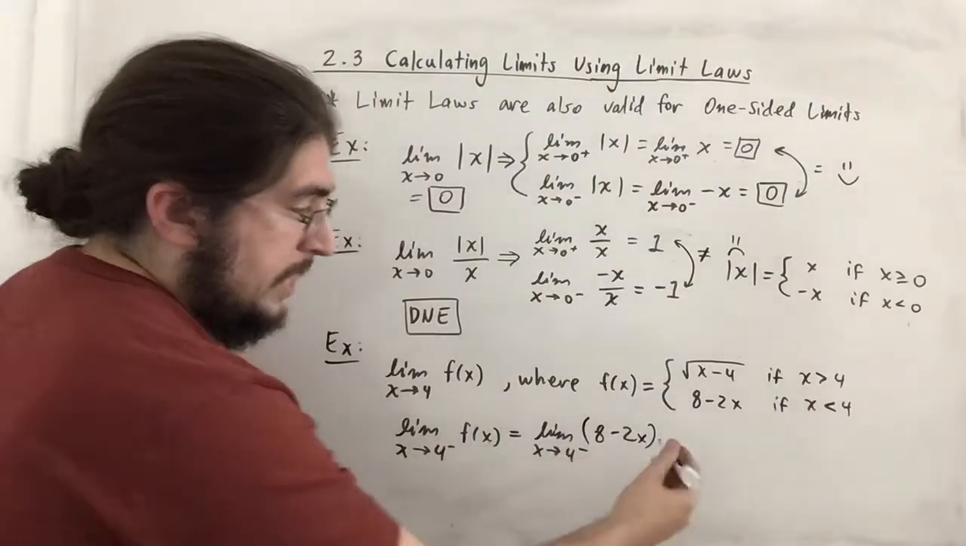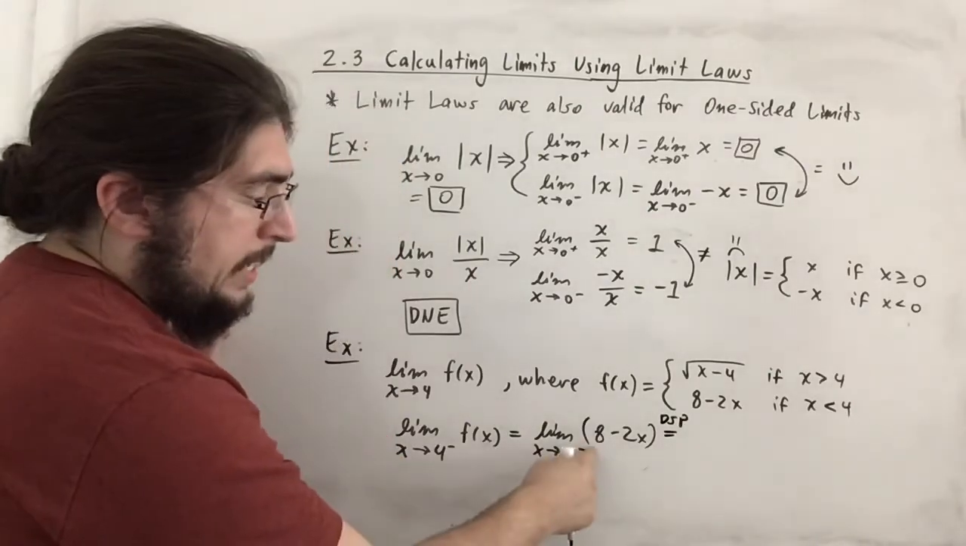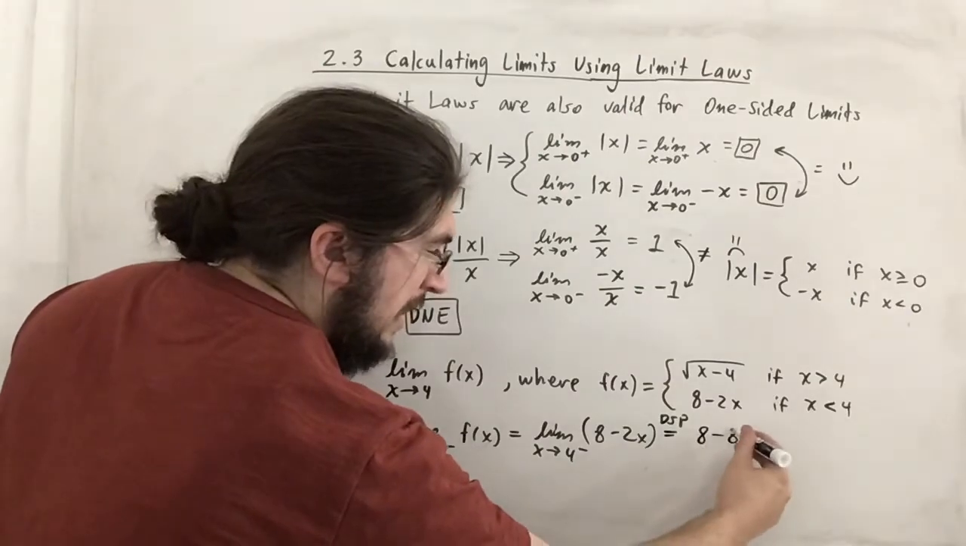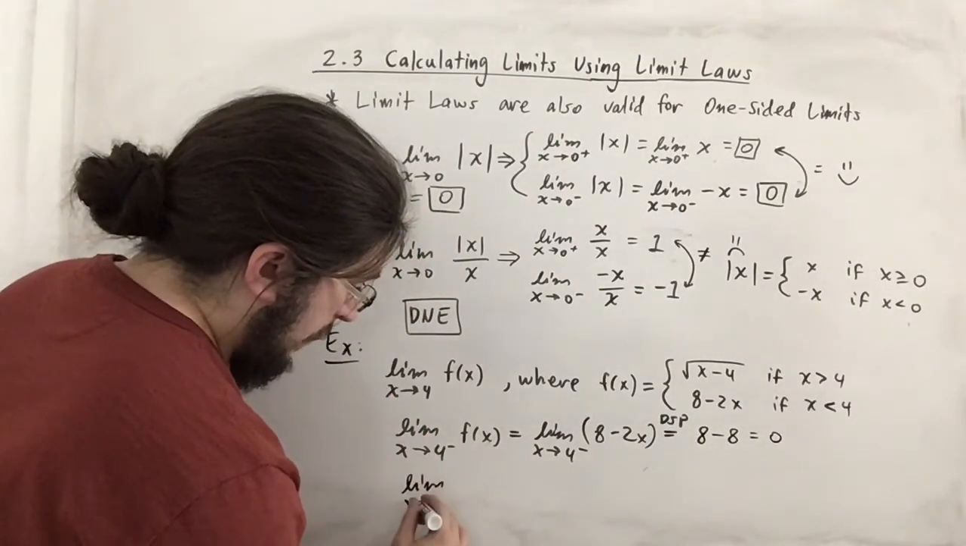And notice when you try DSP here, what do we get? We get 8 minus 2 times 4, which is also 8. So we get 8 minus 8 using DSP, which is 0. From the right, though, let's see what we get.